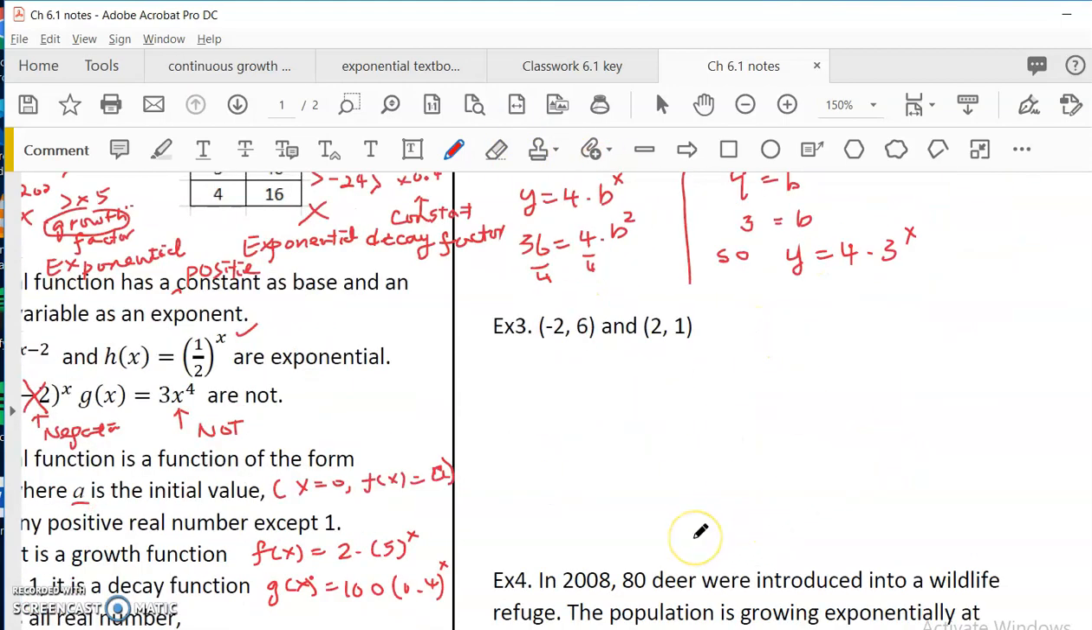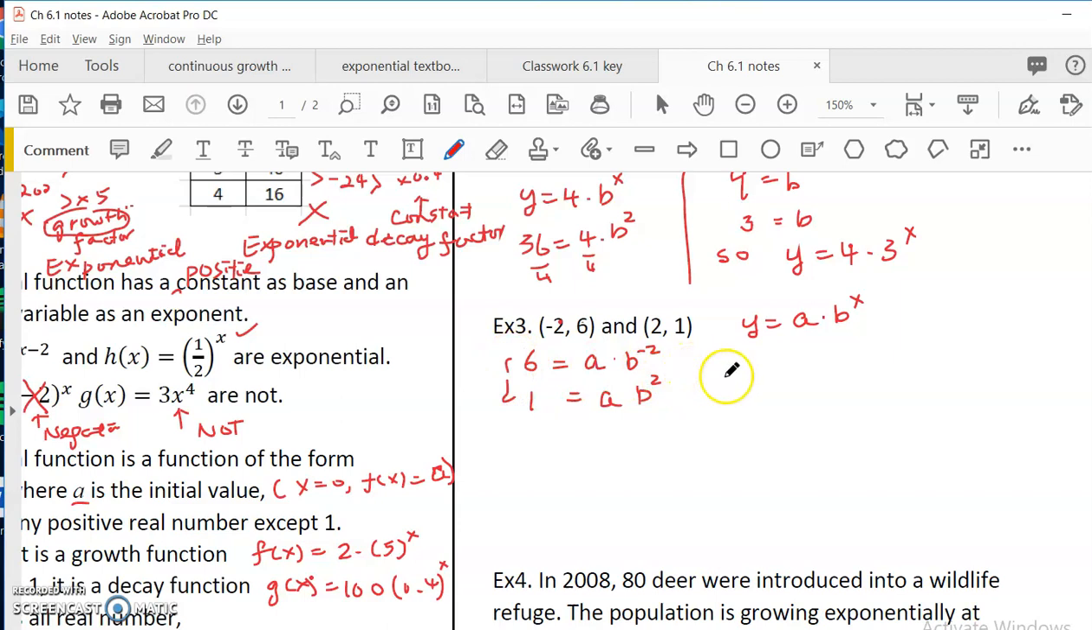Next one, with these 2 points I don't have a y-intercept. This is x1, y1, x2, y2. So what do I do? I just write y equals a times b to the x two times. I don't know a, I don't know b. So I would say y is 6 equals a times b to the negative 2, that's the x, right? Another y, which is 1, equals a times b to the 2. This is x. So I have 2 equations, 2 unknowns.